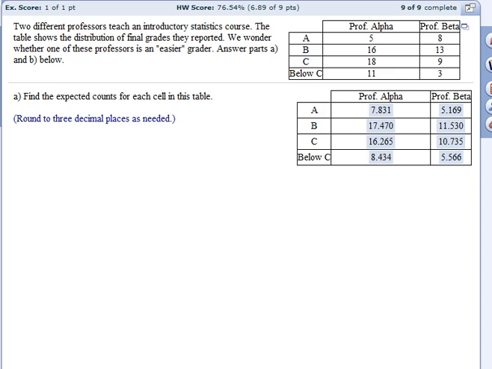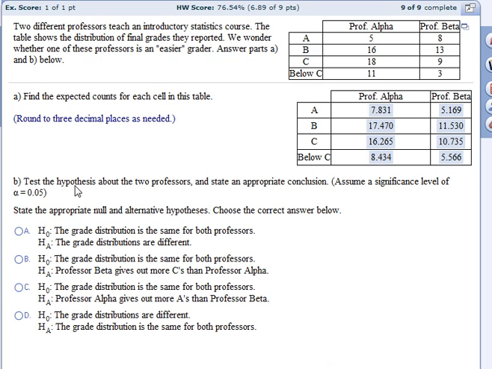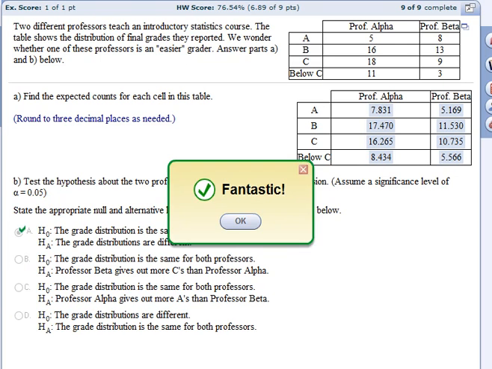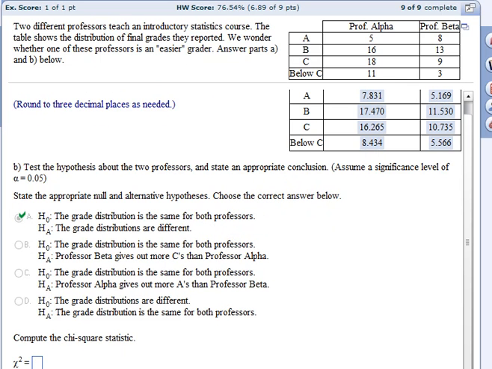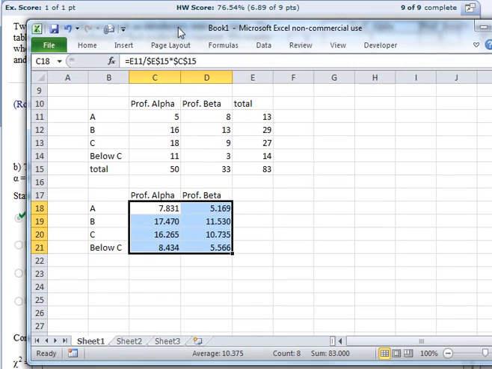Good job. All right, continuing on, it says, test the hypothesis about the two professors. The null hypothesis is that they're the same, and the alternative is that they're different. So that would be choice A here. Okay, and we want to test it at a significance level of 0.05, so we're going to need to compute our chi-squared statistic. So how do we do that?